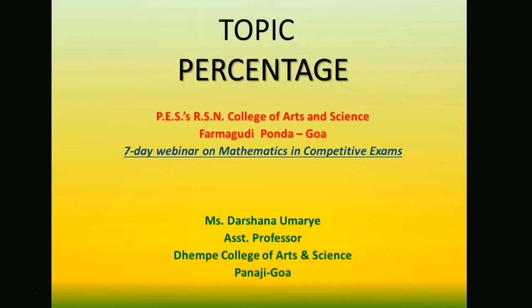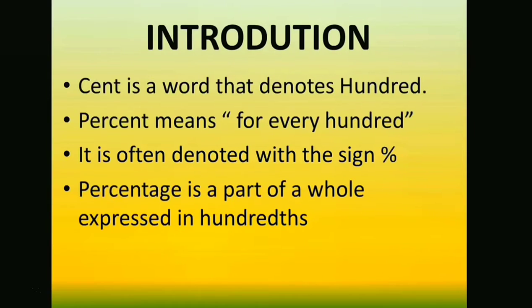To start with, let us first understand what the word percentage means. Cent is a word that denotes 100, like century is a word that denotes a time span of 100 years. Per means for every. So, percent means for every 100. It is often denoted with the sign as you can see here. Percentage is a part of a whole expressed in hundreds.